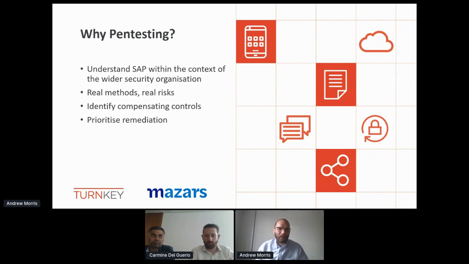So doing pen testing helps you test real life scenarios against your real life network rather than just SAP in isolation. And as a result of this, it helps you identify your compensating controls. So with SAP, SAP release monthly patches for security releases: patch and update now. Not every organization is able to do those. They're not able to patch and remediate vulnerabilities instantly.